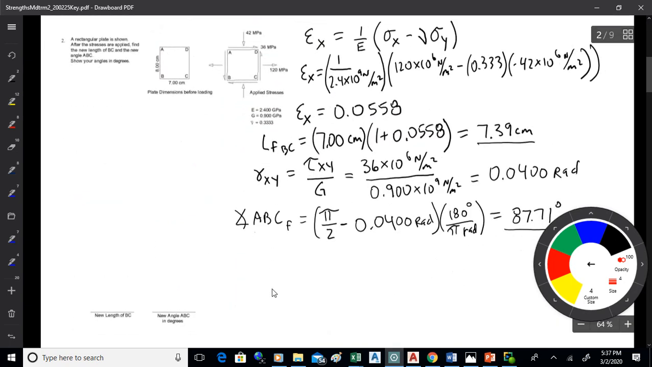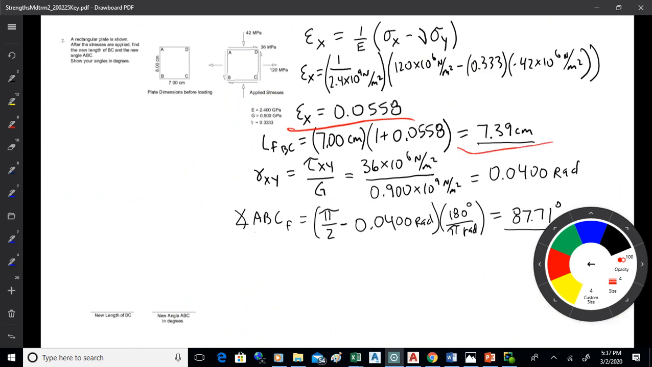All right, the next one here is Hooke's law. So find the strain in the x direction, 1 over E times sigma x minus nu sigma y. You'll get 0.0558. 1 plus that times the original x length of 7 will get you the final length in the x direction, 7.39.